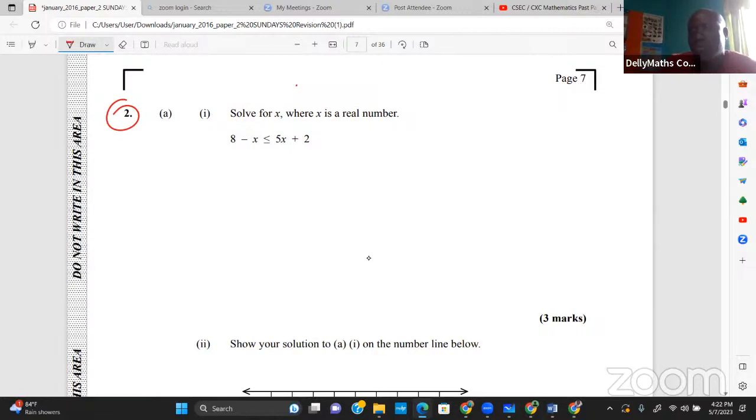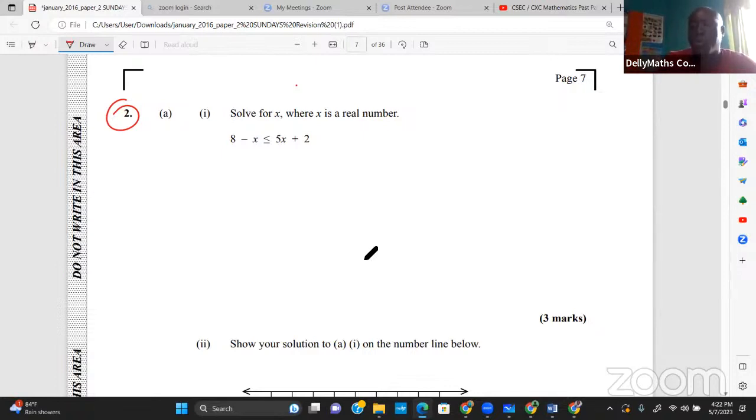where x is a real number. You're solving for x. These are what you would call inequations. They're not equations, right? Equations would come with an equal sign, and we don't have an equal sign there. We have what we call inequalities: greater than or equal to, less than, and so on.